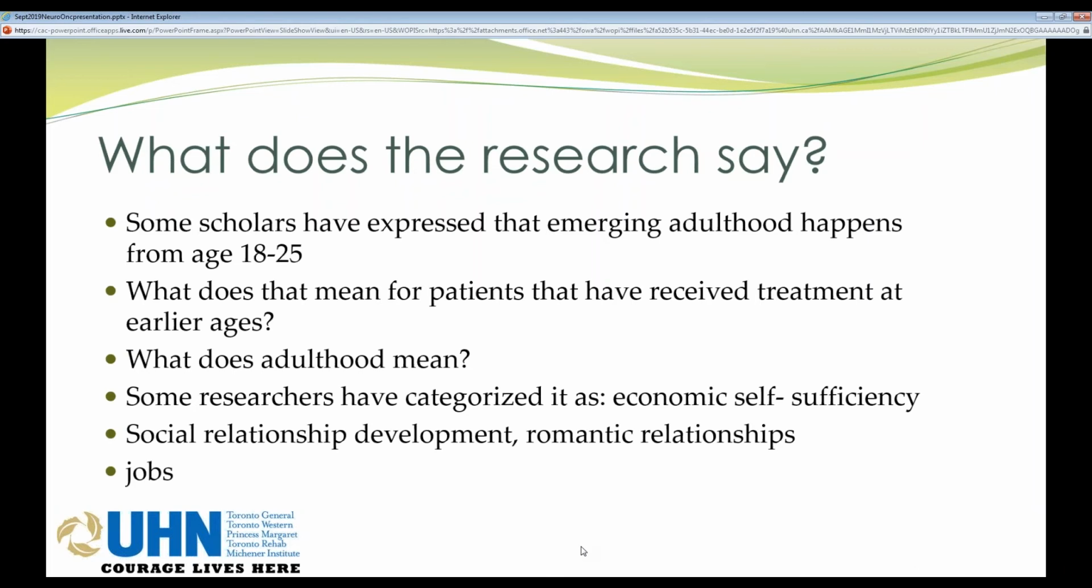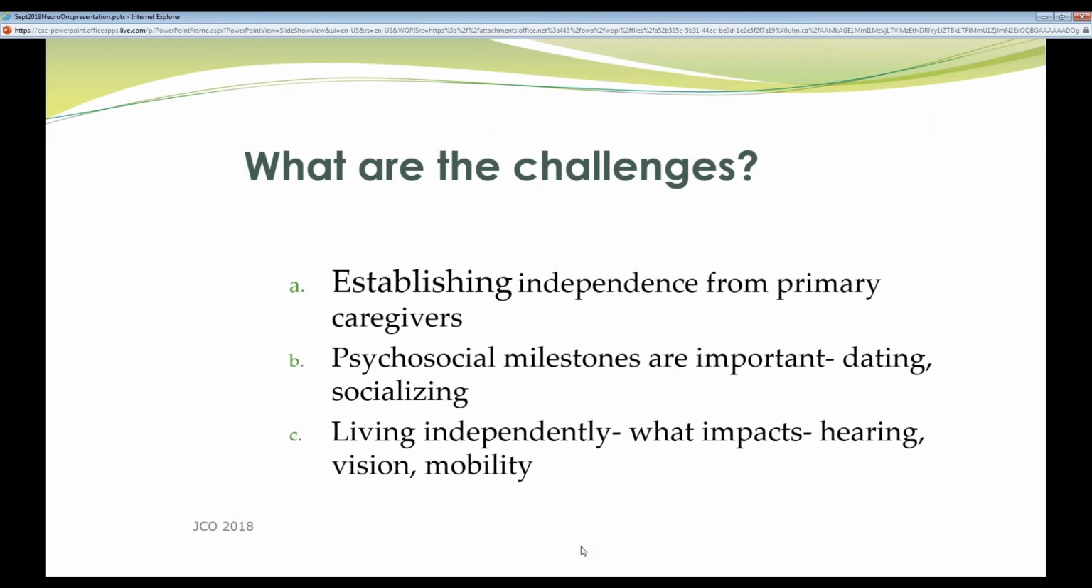But when we're actually living in Canada and we're trying to figure out what are those adult milestones and transition milestones, often people think about it as, are you able to be economically self-sufficient? Are you able to have a relationship? And are you able to hold down a job? And then there are some challenges with those different thoughts and milestones.